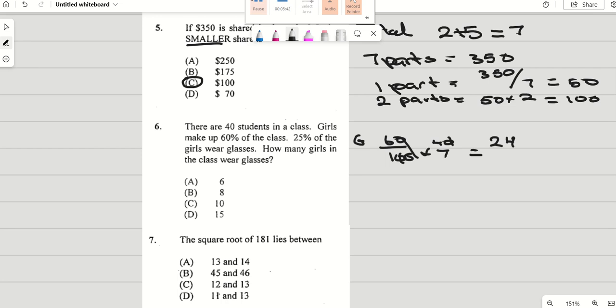And then they say 25% of them wear glasses. Right. So it's 25 over 100 multiplied by 24 over 1. 25 into 25, 1. 25 into 100, 4. 4 into 4, 1. 4 into 24 is 6, fours are 24. So my answer is E.